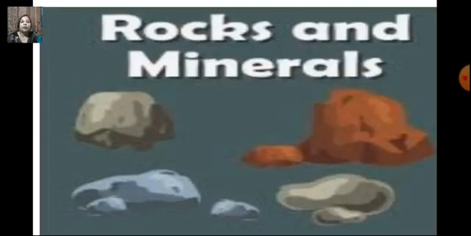Today we are going to discuss metamorphic rocks. We have already discussed that metamorphism means change in form. So, the rocks which are formed from already existing or pre-existing rocks, when these rocks come in contact with intense heat or pressure, metamorphic rocks are formed.